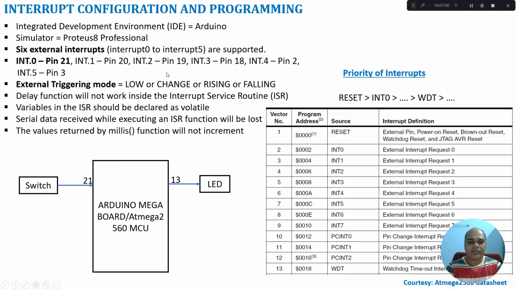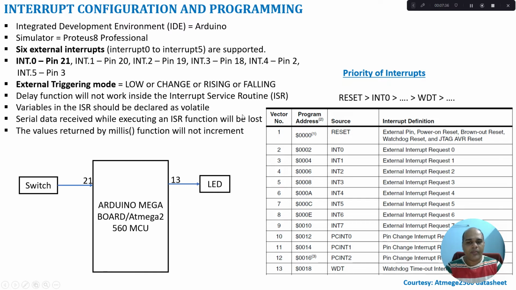And this interrupt can occur on different triggering options. Either I can have a low signal in the interrupt line which can cause an interrupt, or I can have a change in the interrupt line, either a rising edge or falling edge, can cause an interrupt, or only a rising edge or only a falling edge can cause an interrupt.